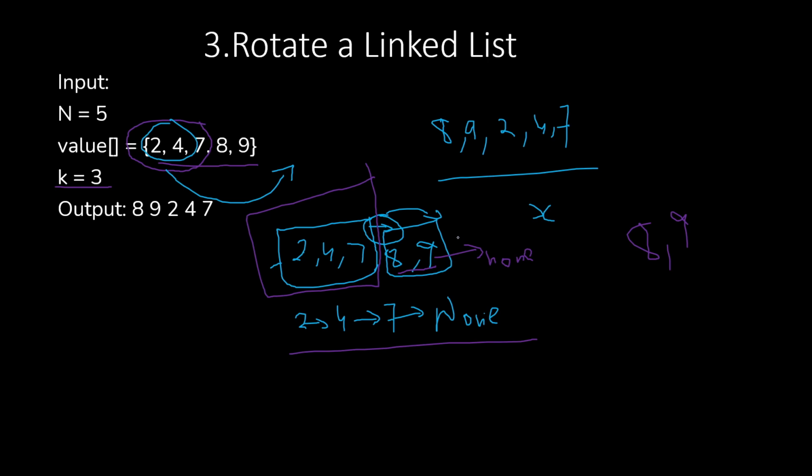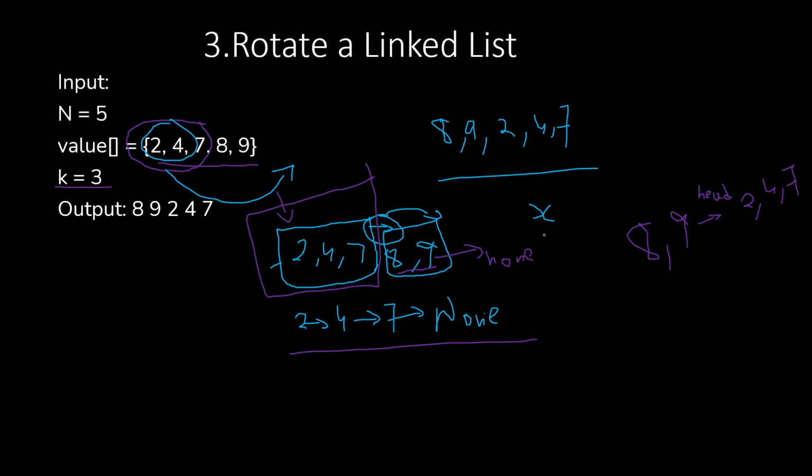Now we replace this next address with the head value. Earlier, what is the head? Head starts from here. Head is the address of the starting of the linked list. Now we are pointing that head address to this 9. We are giving the address of head to the next pointer of 9 here. So that means it will start from 8, 9, then 2, 4 and 7, right?